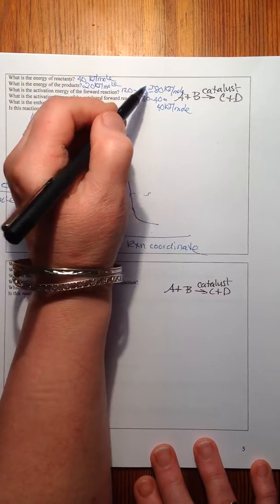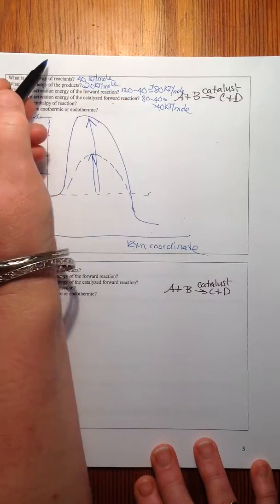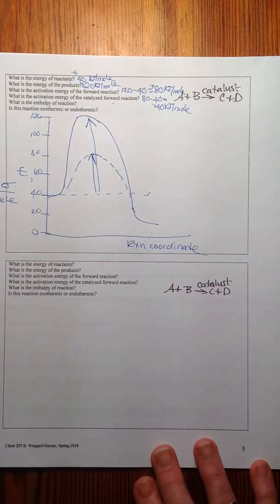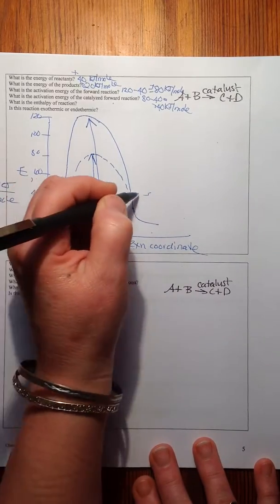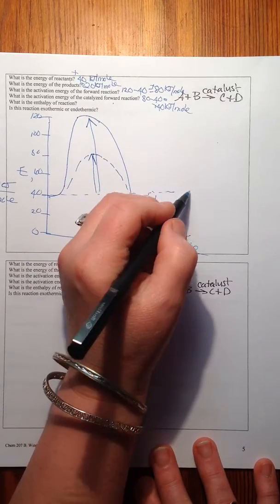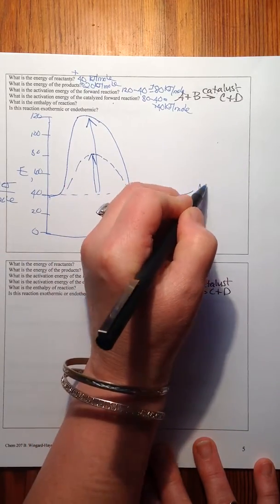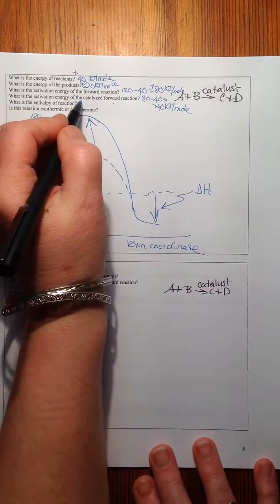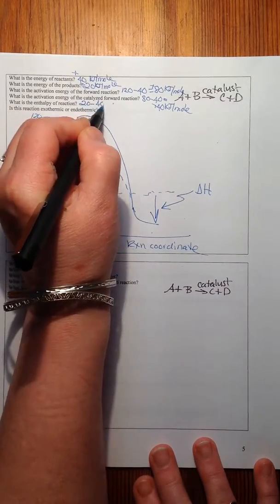Now notice that these are all positive. These are all requiring energy. Now what is the enthalpy of reaction? Well, I start at 40 and I end at 20. So my enthalpy of reaction is right there. I end at 20, I begin at 40.